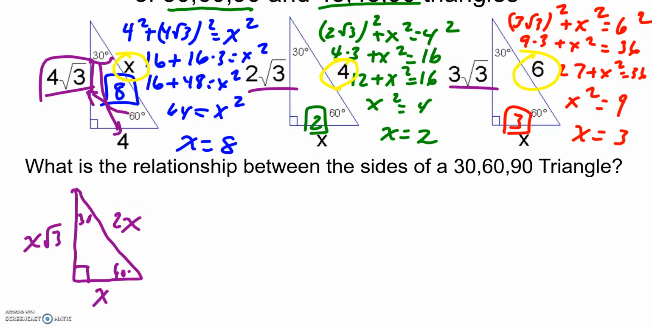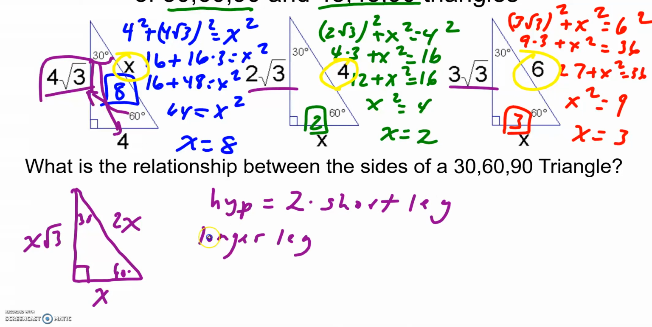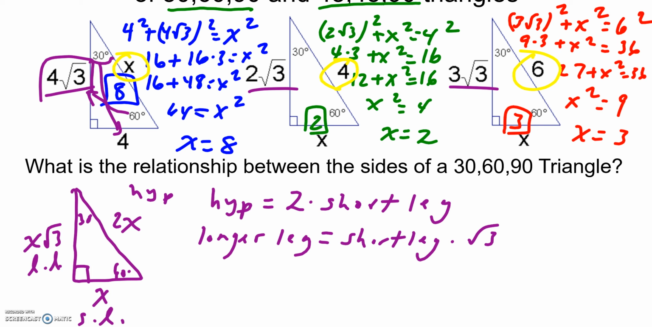which we could represent as 2x. So if I thought about writing these in terms of equations, you could say that your hypotenuse is 2 times your short leg. You could say that your longer leg, and remember in a right triangle we have the hypotenuse and the 2 legs, but this would be called the short leg, which I will abbreviate SL, and this will be the longer leg, which I will abbreviate as LL. The longer leg is the shorter leg times root 3.